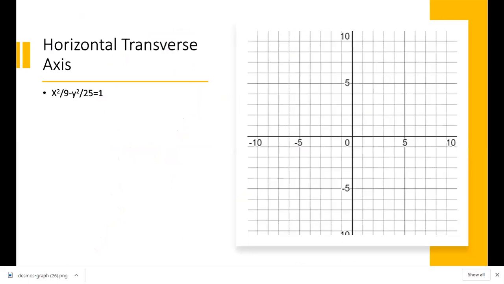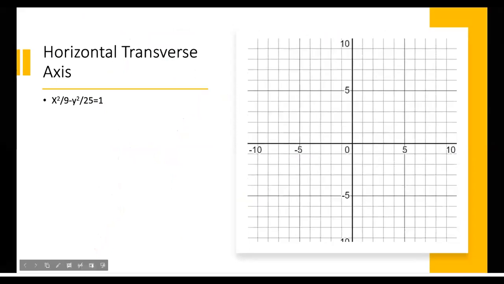Okay, so horizontal, again, our x is in front and our center is at our origin. So I'm just going to draw our center in here. Now from our origin, we have x squared over 9 minus y squared over 25 equals 1. I apologize, I haven't figured out how to get nice math equations in these PowerPoint presentations. But this 9 is 3 squared, and this 25 is 5 squared.